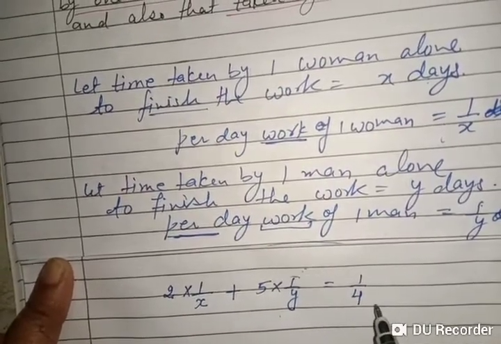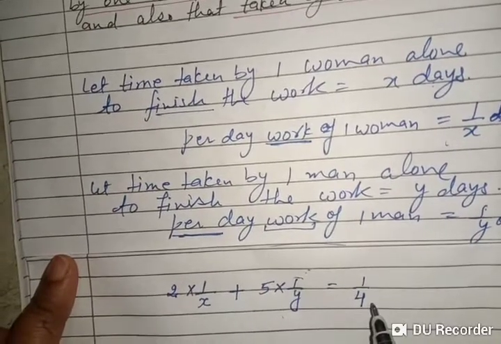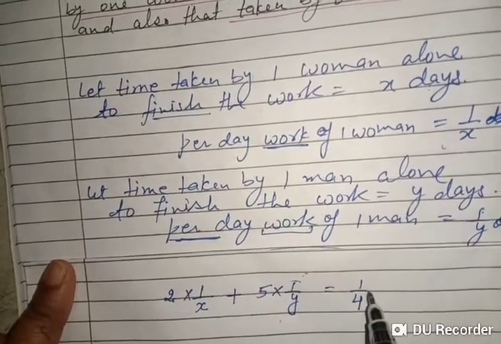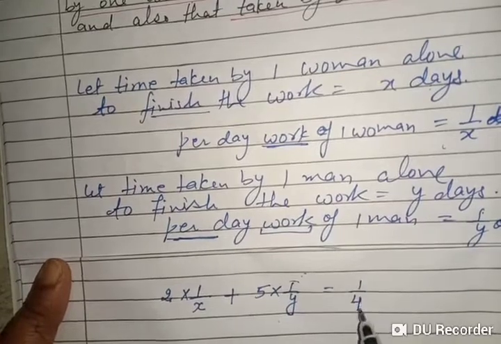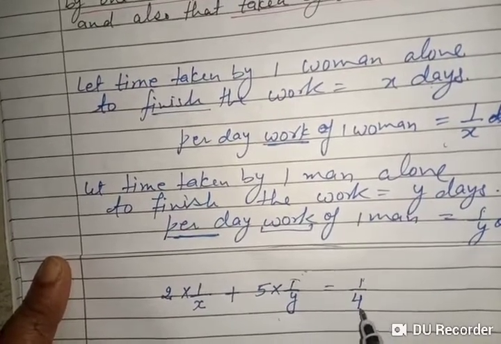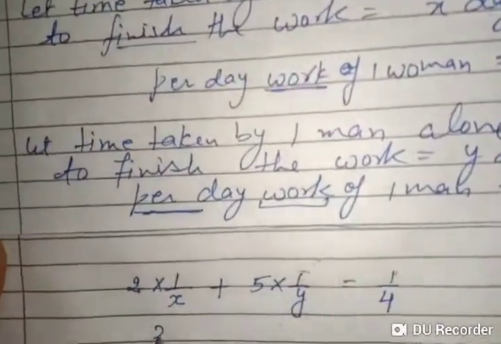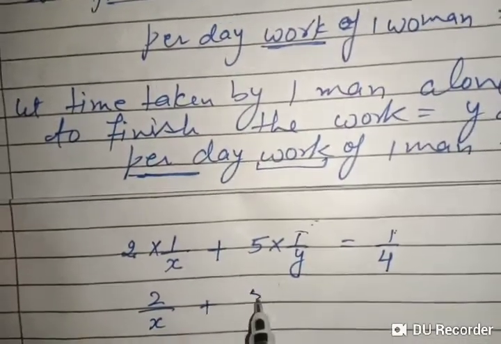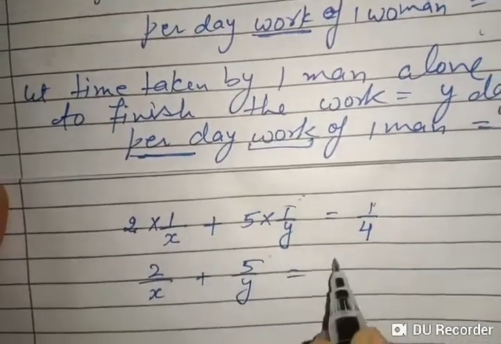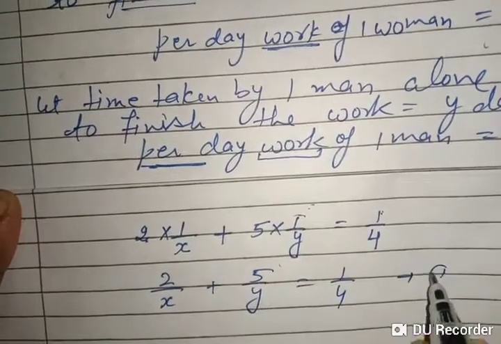This equation represents one day work. Just like I explained, if we need to complete a work in 4 days, then in one day we will complete 1/4 work. This is work, not days. So this equation will become 2/X plus 5/Y is equal to 1/4. This is our first equation.